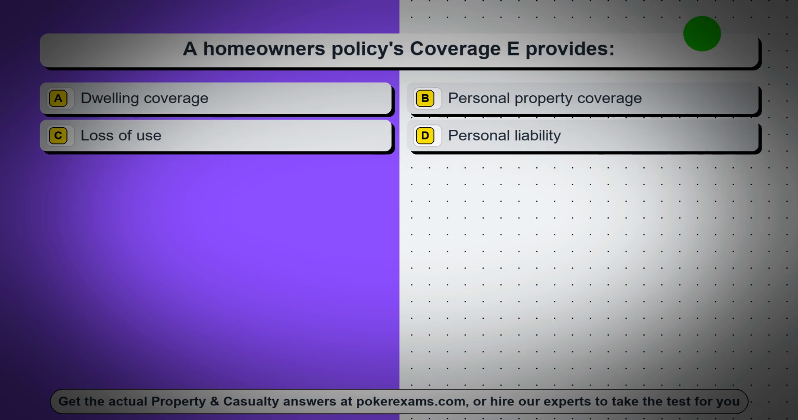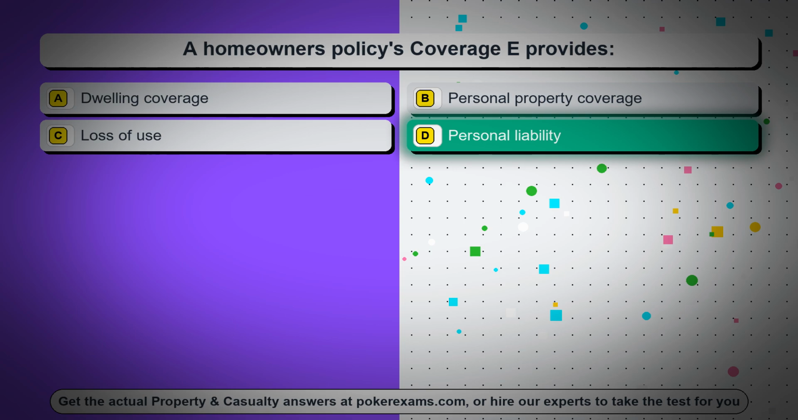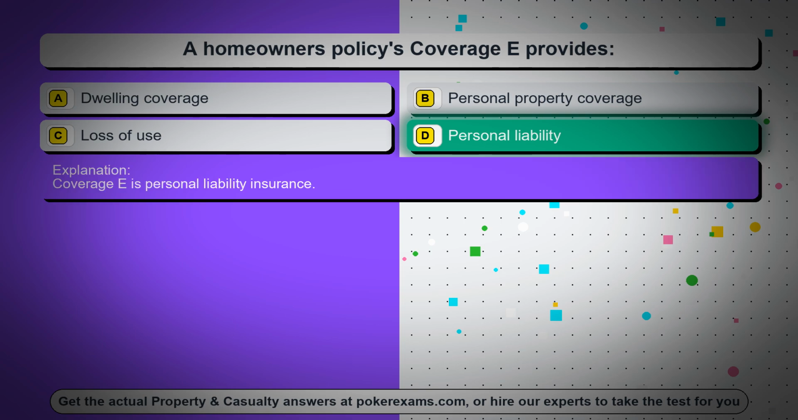Question 4. A homeowner's policy's Coverage E provides, Option A, dwelling coverage, Option B, personal property coverage, Option C, loss of use, Option D, personal liability. The correct answer is Option D, personal liability. Coverage E is personal liability insurance.